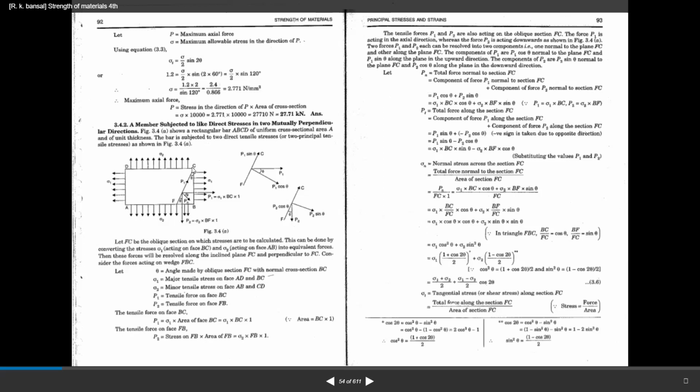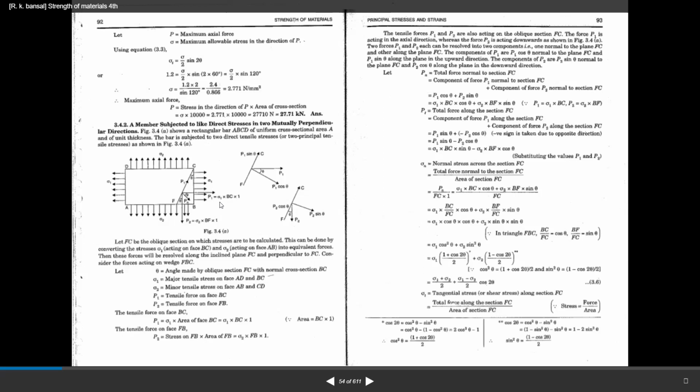Some inclined section FC is taken into account, an inclined line at angle theta. Sigma 1 acts in the horizontal direction and sigma 2 in the vertical direction. Sigma 1 is the stress, and the force it produces is P1.